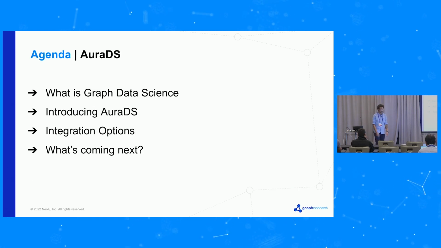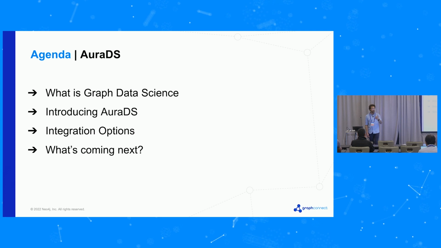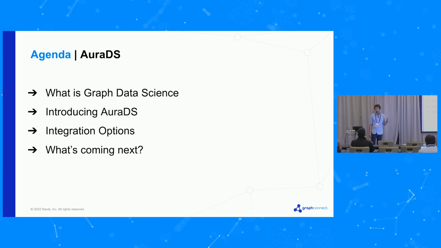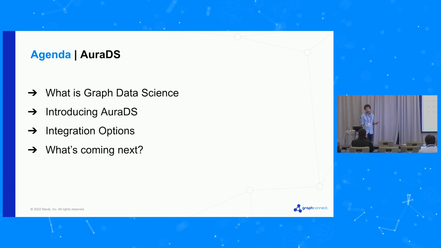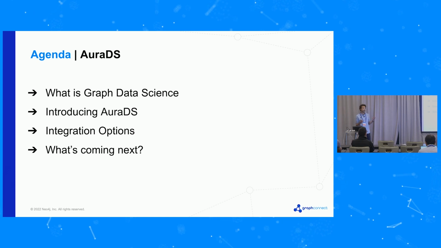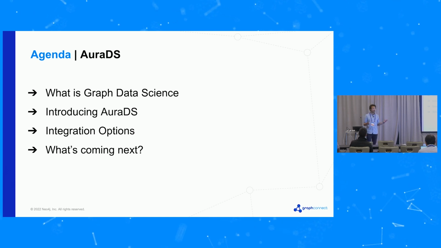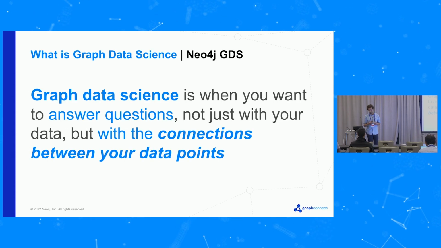Yeah, so let's begin. So I'm going to talk through what is Graph Data Science for those that don't know. I'm going to give an introduction to AuraDS. I'm going to talk about some integration options that you might want to think about, and what's coming next for the rest of the year as well.